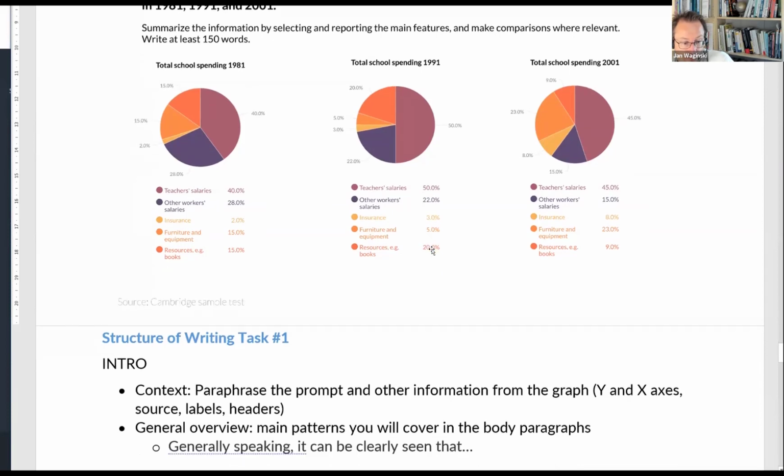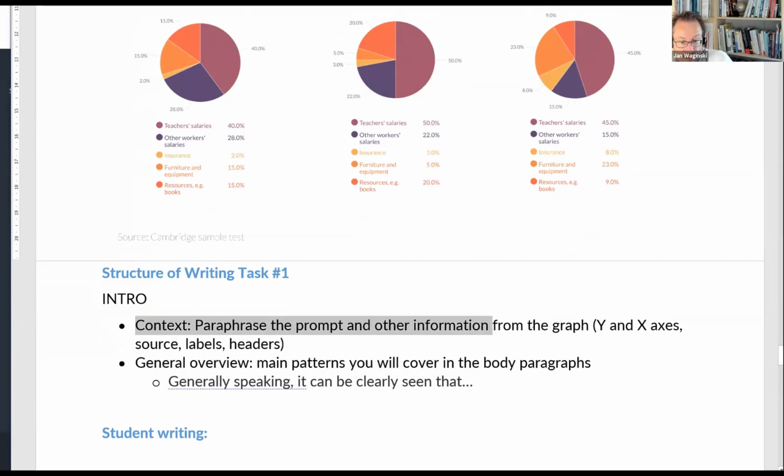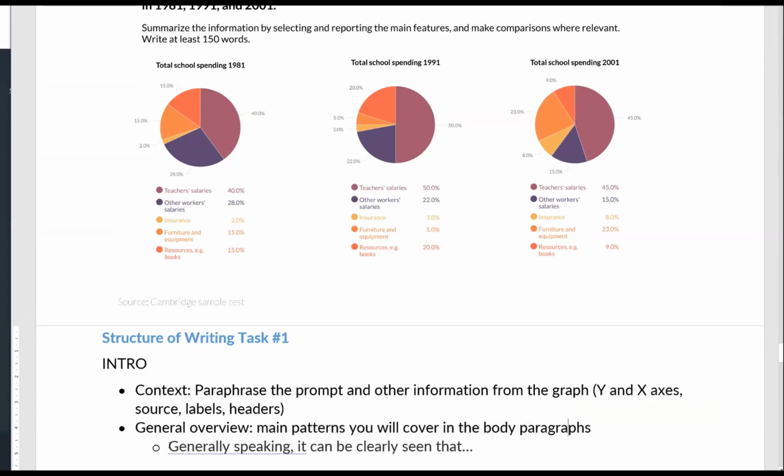For our introduction, always start with the context and just paraphrase the prompt and other information from the graph. If they give you information in the Y and X axes, if they give you information about the source, labels, headers, and then start your general overview. These both go in the introductory paragraph, and this is the main patterns you'll cover in the body paragraphs. Begin the general overview just by saying, generally speaking. It can be clearly seen that.